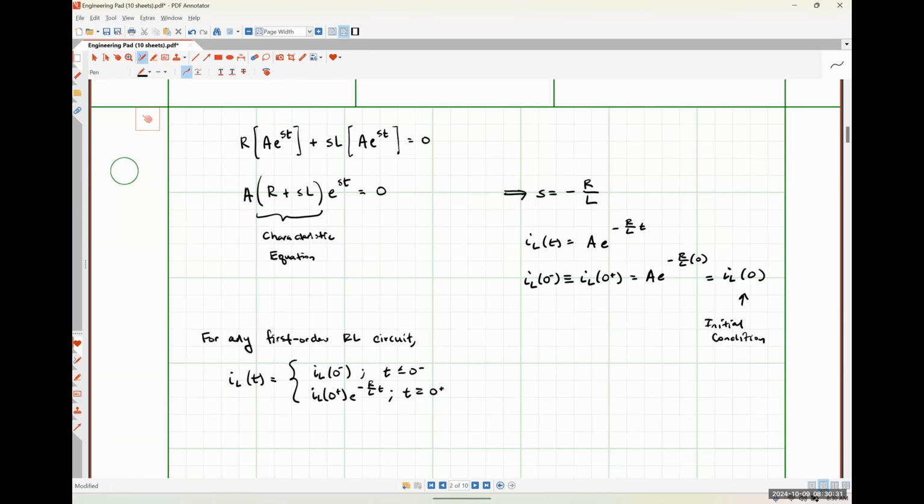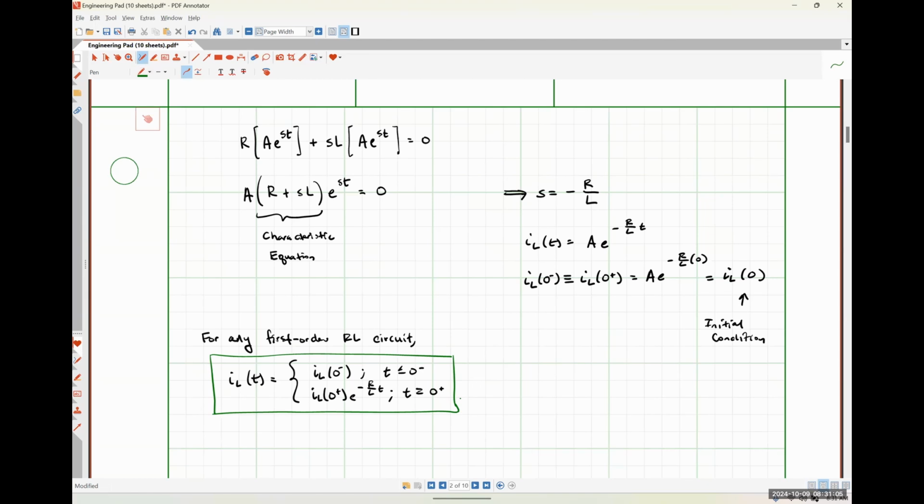So because we have this exponential decay that's going to trend towards 0 as time progresses, I don't need to add a third part of this piecewise definition for what's going on at t is equal to infinity, because this already takes care of that. Okay. So this is our equation for how inductor currents behave.